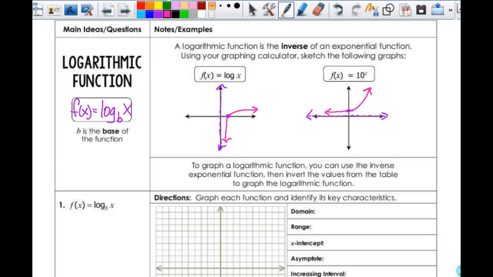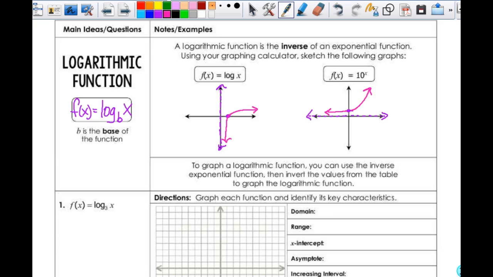So we're switching x and y. And knowing to switch x and y is important because that's what's going to help us graph these. You can graph them pretty easily. It says to graph a logarithmic function, you can use the inverse exponential function, and then you invert the values. So we're going to look at it that way. I think that's the easiest way to go about graphing them.